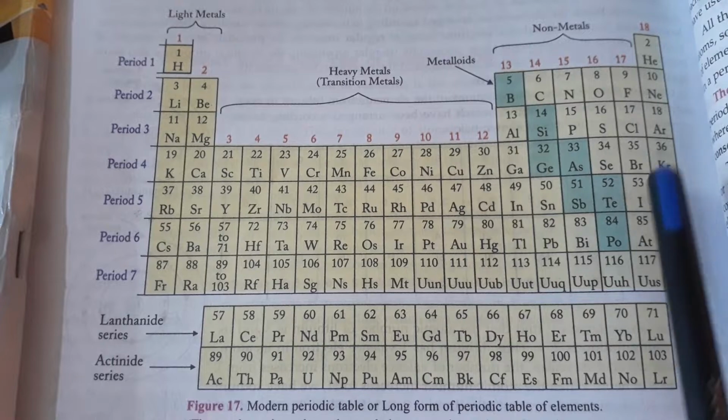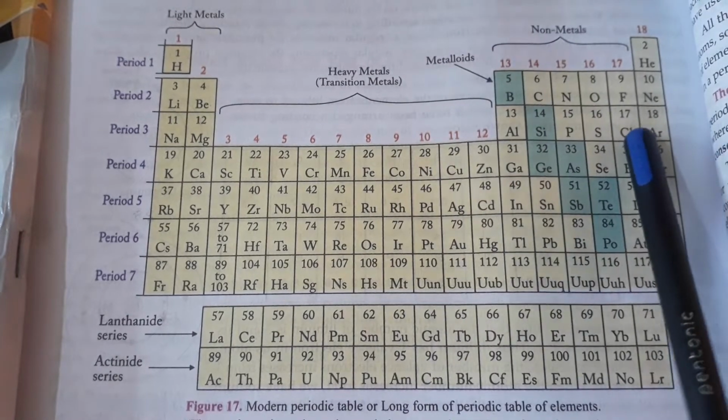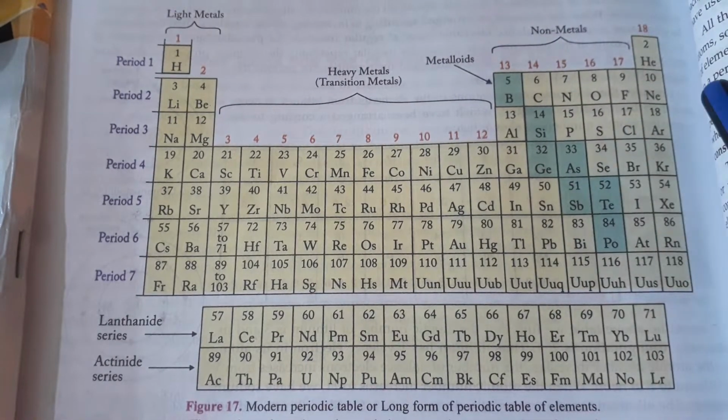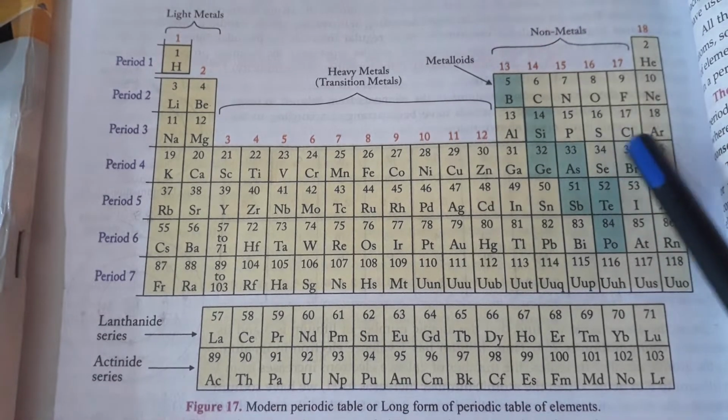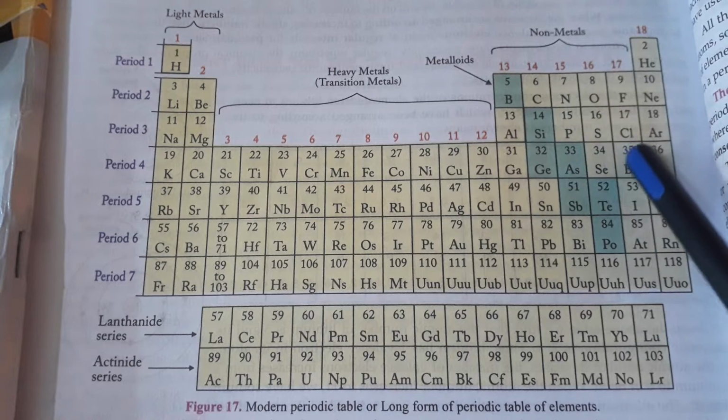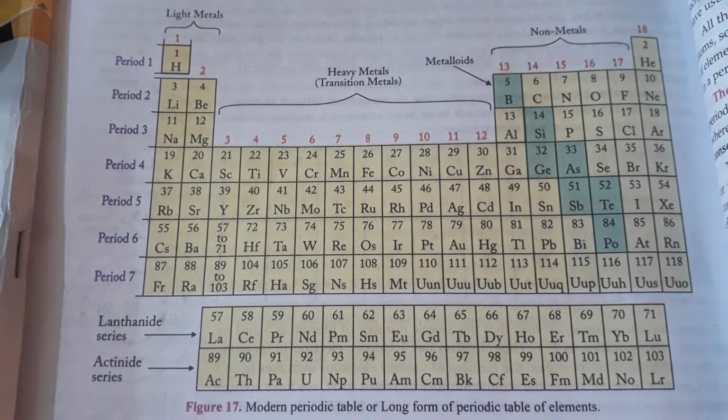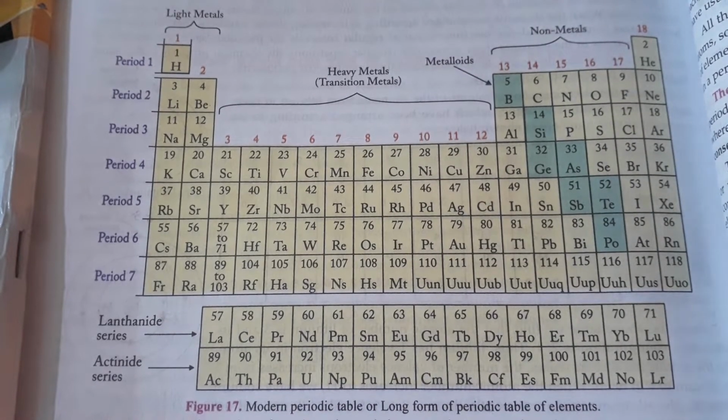When we talk about chlorine, whether the isotope is Cl-35 or Cl-37, both get position 17 in the modern periodic table. So the second anomaly is also cured in Moseley's periodic table.